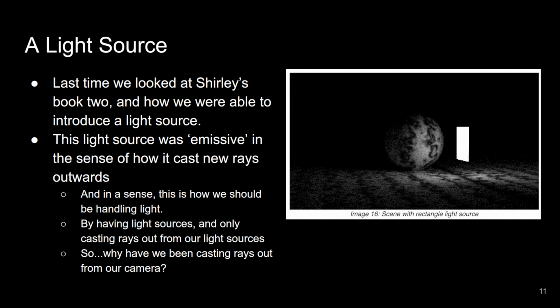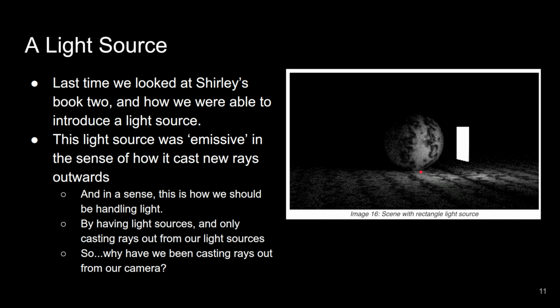Typically when we've talked about light so far, we were able to introduce a light source. Its light source was emissive in the sense of how it casts new rays outward. When we were reviewing this, we talked about how we create this thing that's going to cast out some rays. It's a direct light source sending out rays. And that's pretty cool that we can have these light sources, because previously we've been just casting out rays from our camera or our eye, and that's been okay too. But it's actually not realistic.